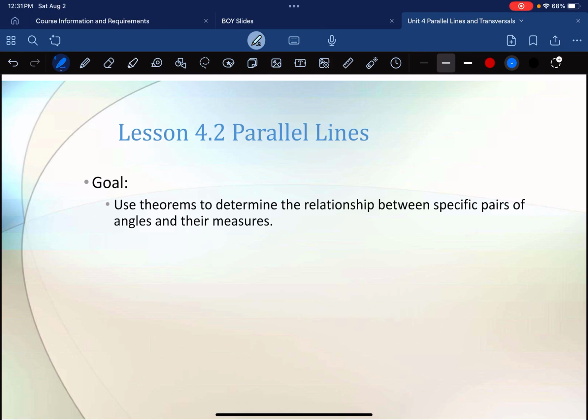This is lesson 4.2 about parallel lines. The goal is to use theorems to determine the relationship between the specific pairs of angles that we were studying last lesson. Those alternate interiors, alternate exteriors, correspondings, consecutives. So we're going to look today at the relationship between their angle measures, okay?